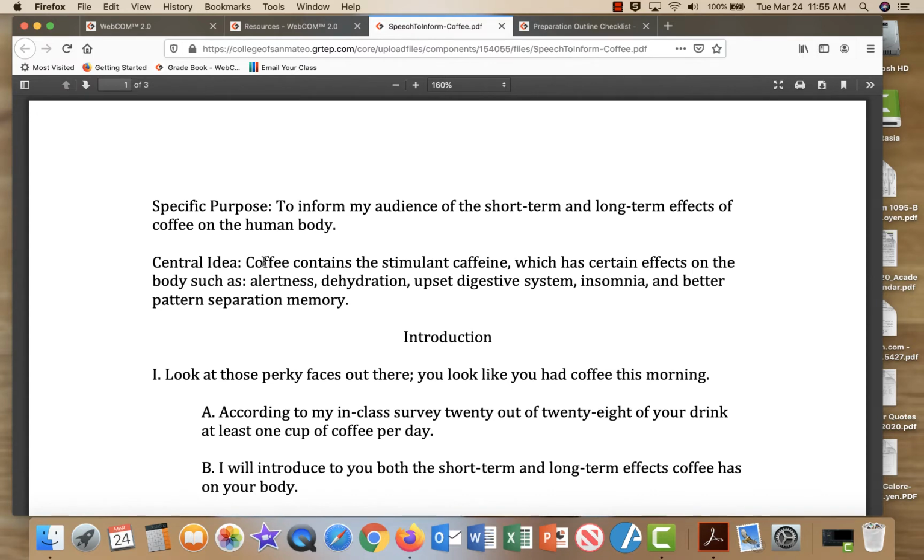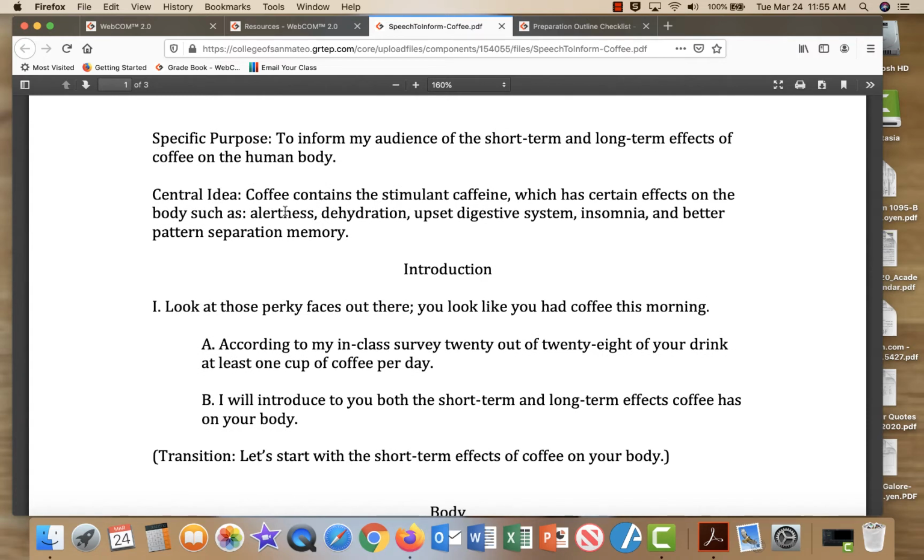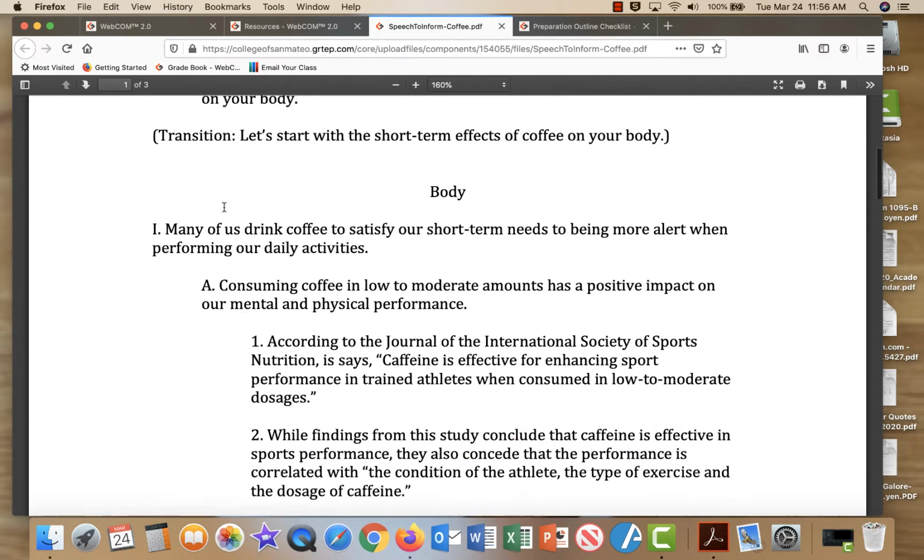So first off, you'll notice that we have our specific purpose and our central idea here at the top of the page. Since we are doing an informative speech, we have to inform my audience of the short-term and long-term effects of coffee on the human body. When we take a look at the central idea, coffee contains the stimulant caffeine, which has certain effects on the body, such as alertness, dehydration, upset digestive system, insomnia, and better pattern separation memory.